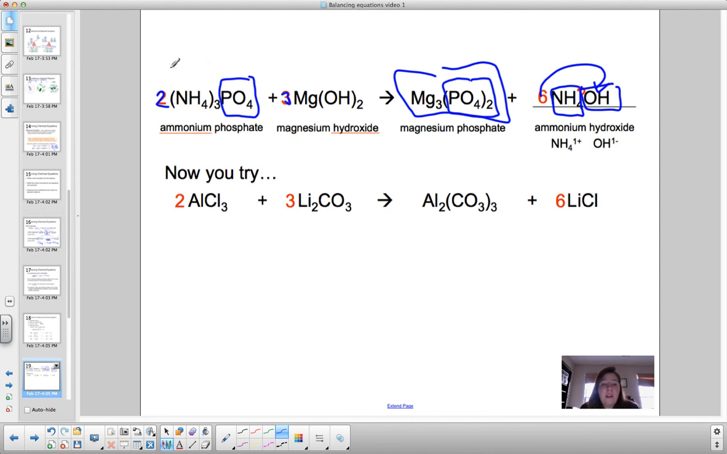Now these are the more advanced ones, and we'll do these a little bit later on, these polyatomics, but they are coming. Okay, so just make sure that you understand how to do those and keep those as their own entities, and you should be just fine.